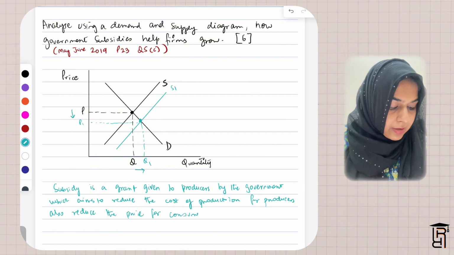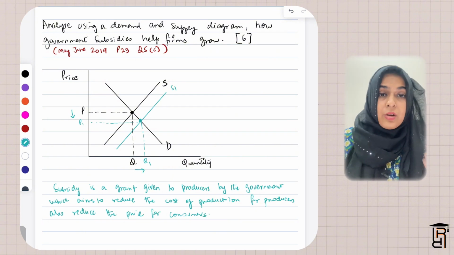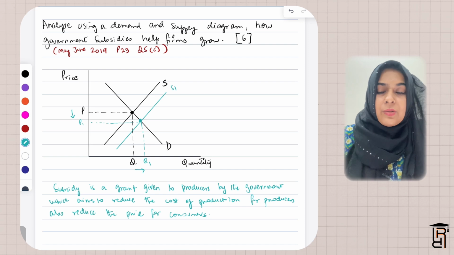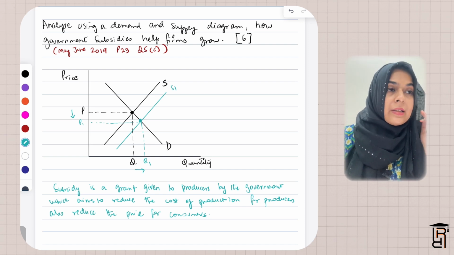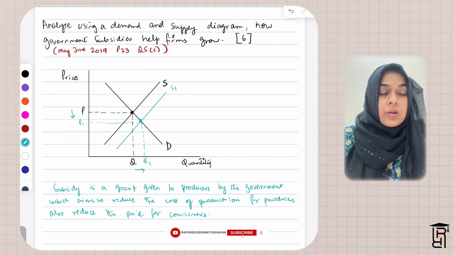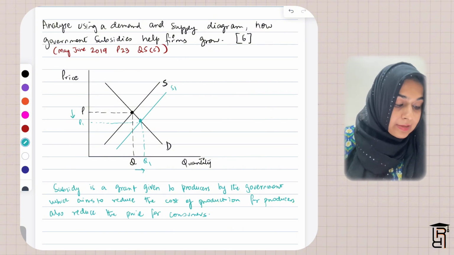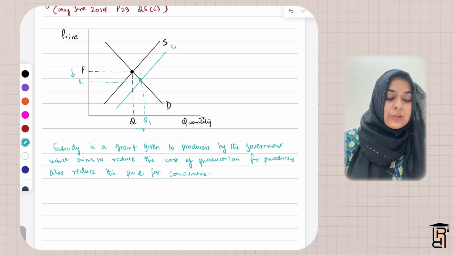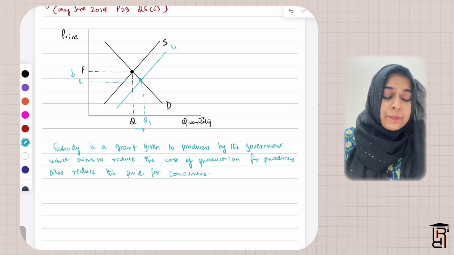So the producers will get a cost advantage if they get a subsidy from the government. So if the cost of production goes down, what will happen is that the producers will pass down that lower cost of production or that saving to the consumer also in the form of lower prices. So the price is going to go down because the supply curve is shifting towards the right. Supply is increasing, the price is decreasing. So the price will go down.